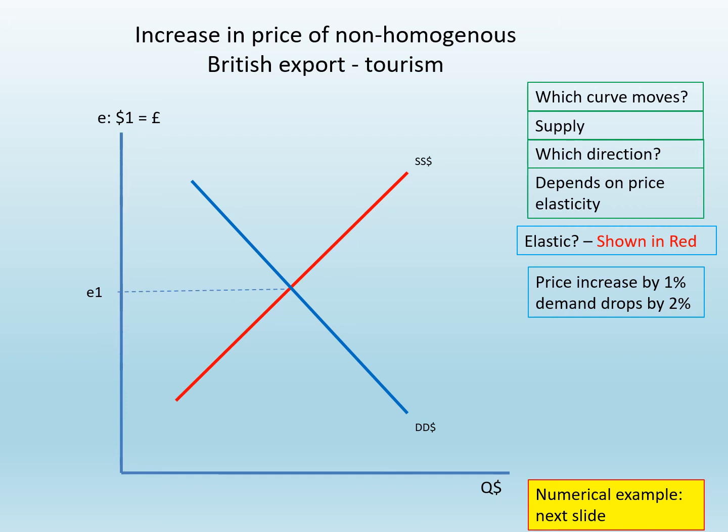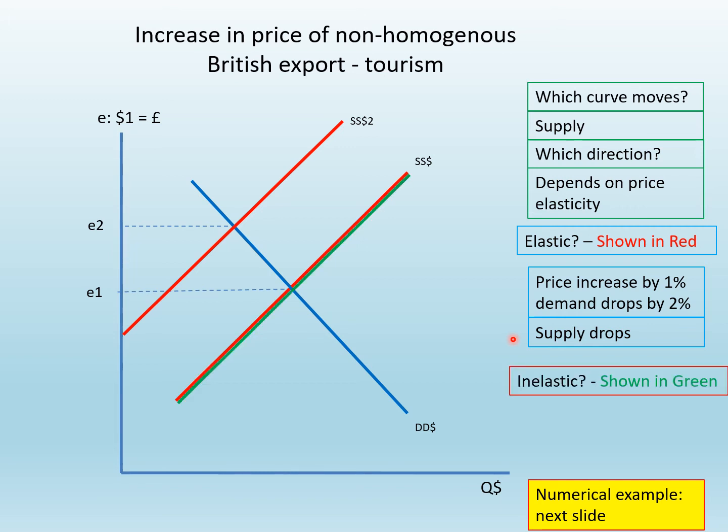So we have British tourism being price elastic. In other words, if the price of tourism goes up by 1%, then demand drops by proportionately more than 1%. It drops, for instance, by 2%. So if the price of British tourism goes up by 1%, demand drops by 2%, it means that supply drops. And the supply curve moves to the left and the pound depreciates.